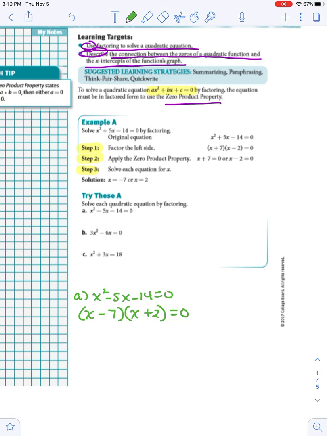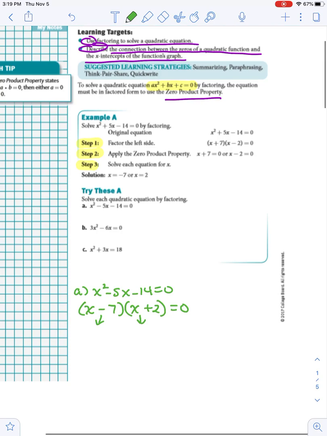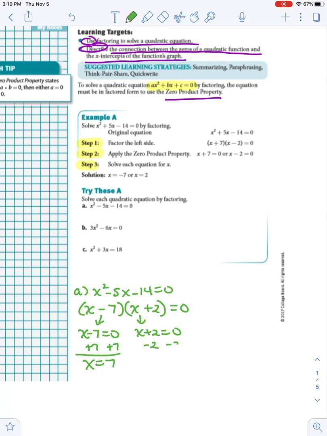You could check your factoring with FOIL, but we know we're right, so we're going to go ahead and set each of these factors equal to 0. So x minus 7 equals 0, and x plus 2 equals 0. That's the zero product property. Now we're going to add 7 to both sides, so x equals 7. We'll subtract 2 from both sides, and that means x equals negative 2. So our two solutions for this equation are negative 2 and positive 7. You can plug each one of these in for x, and you will get a 0 out.